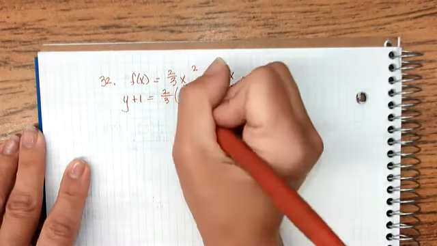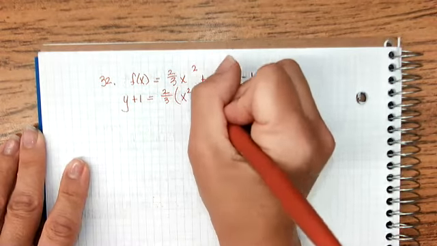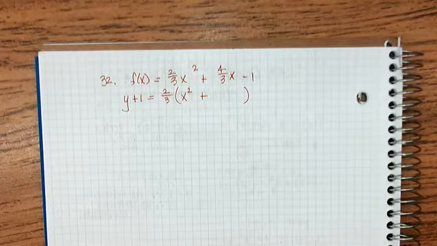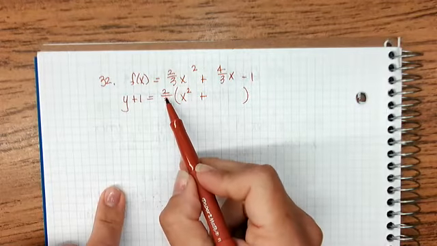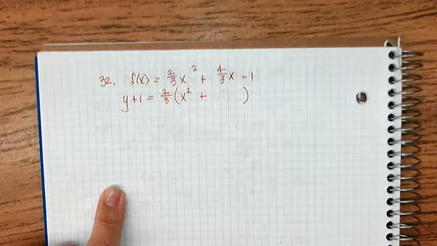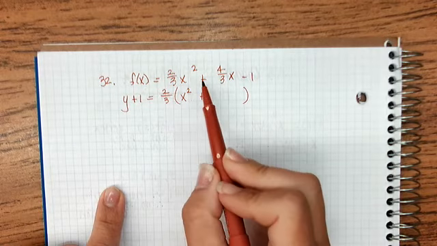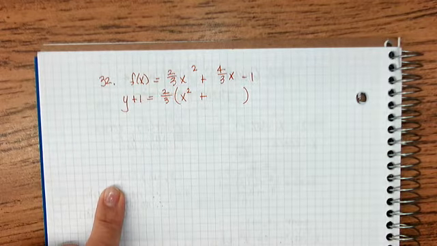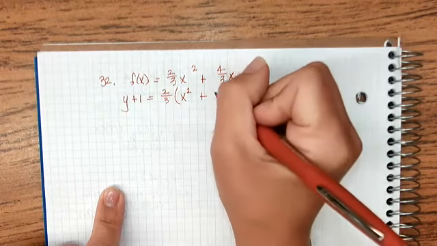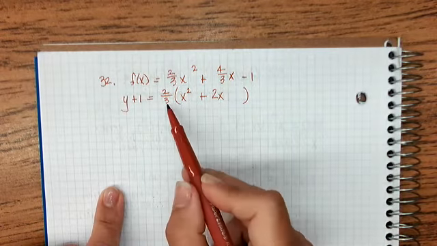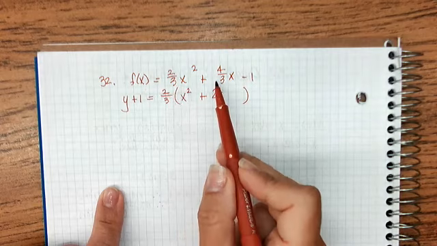That leaves you with x squared plus x squared plus what? Well, 2/3 times x squared is 2/3 x squared. 2/3 times something needs to get me 4/3. Well, that something is 2. 2/3 times 2, I believe, is 4/3.